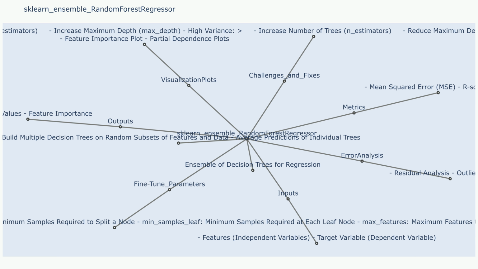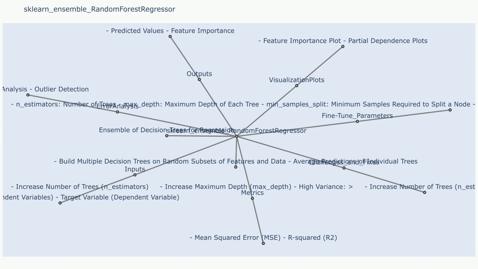Inputs. Input 1. Explain in detail X. This input represents the feature matrix of the dataset. Each row corresponds to a data point, and each column corresponds to a feature. Input 2. Explain in detail y. This input represents the target variable, containing the values that the model aims to predict.